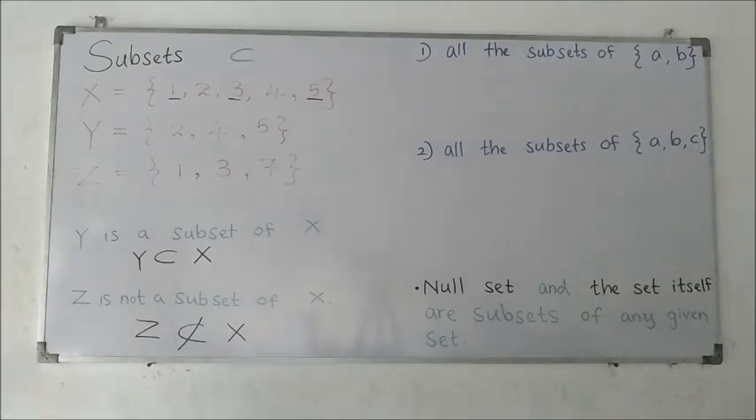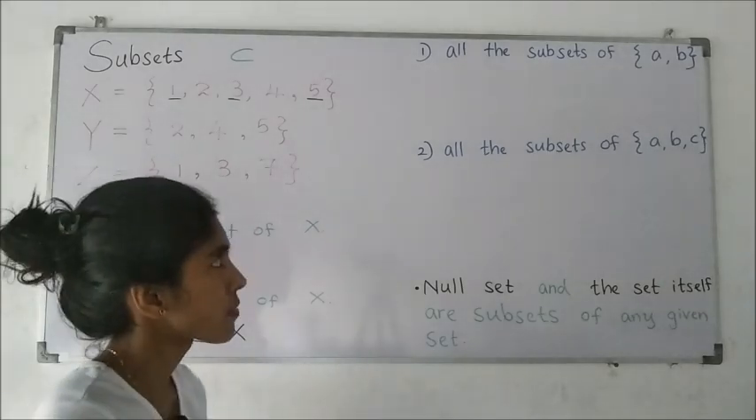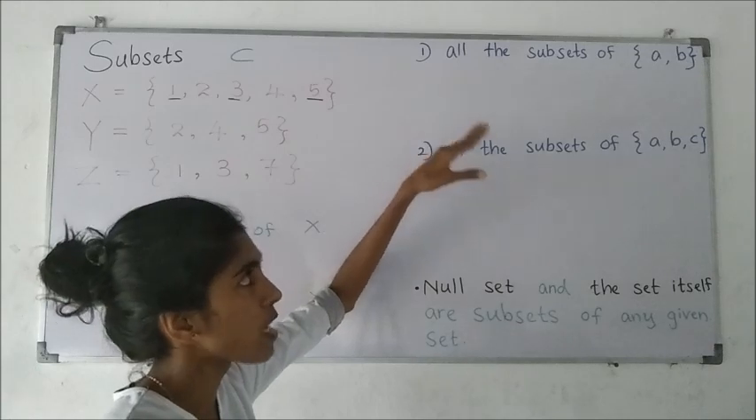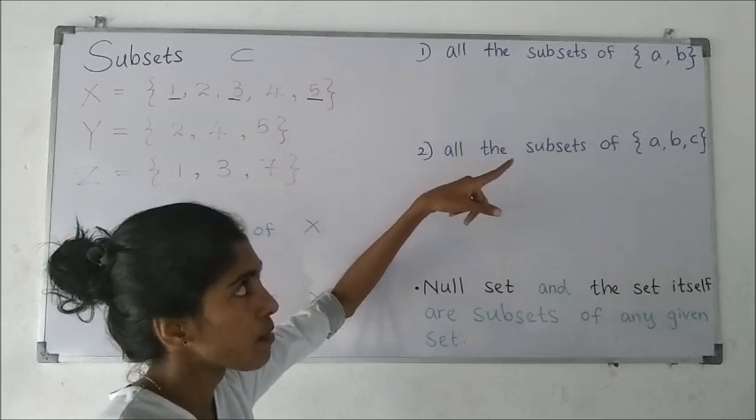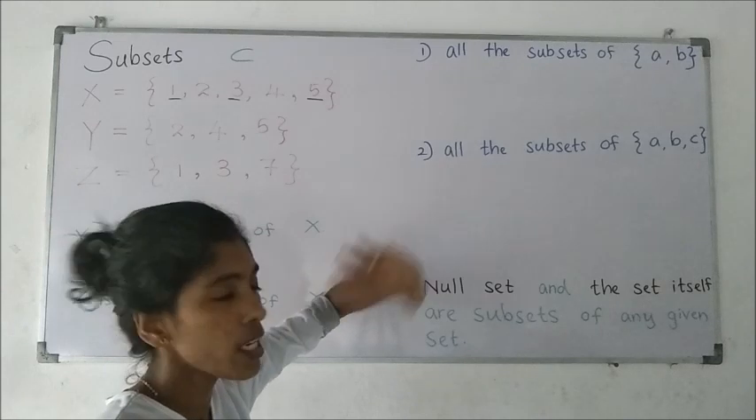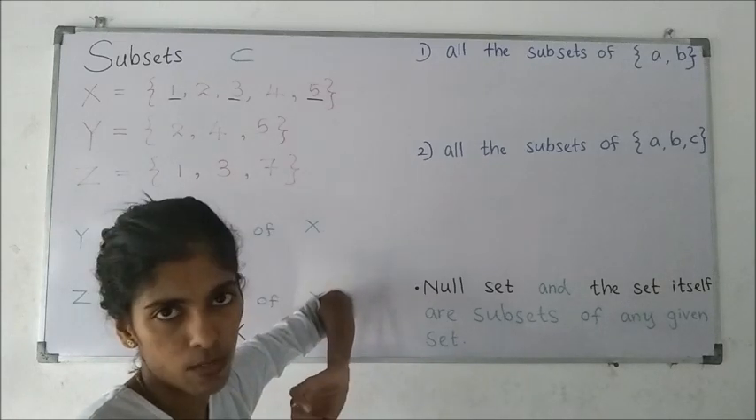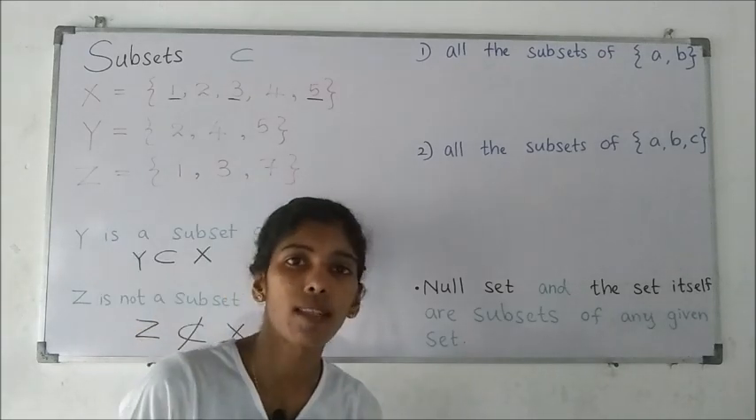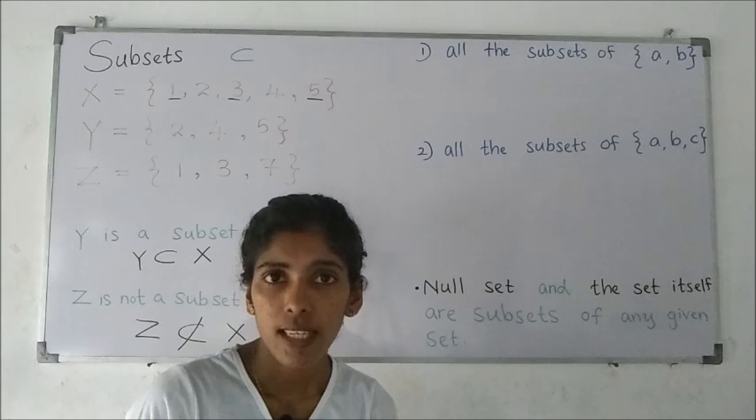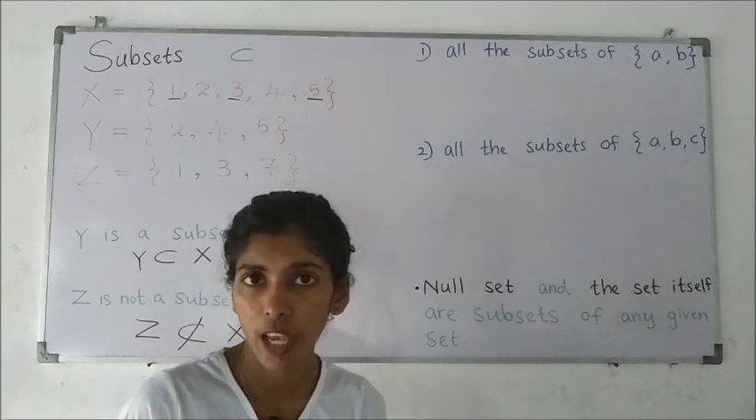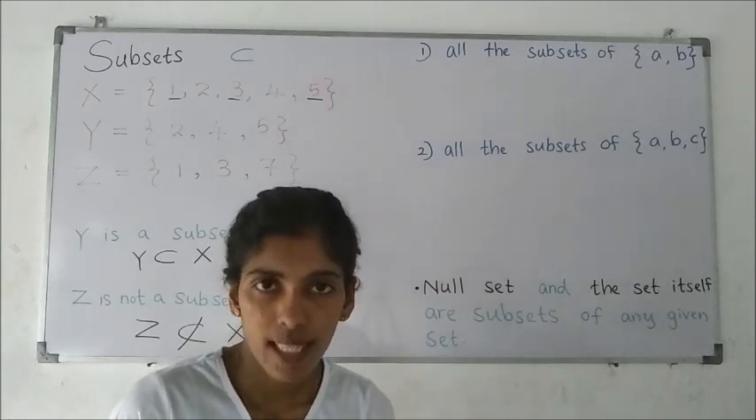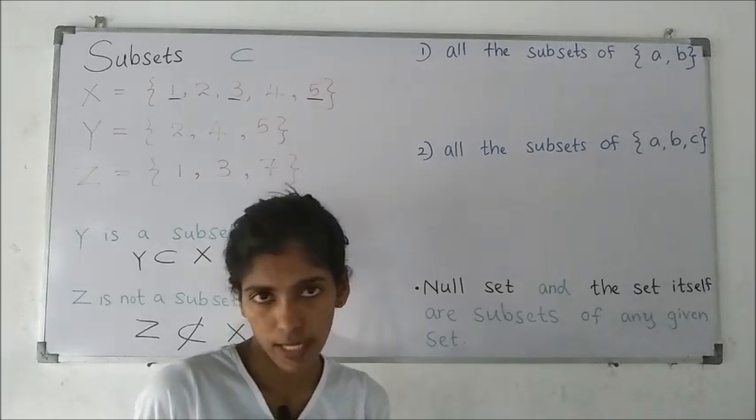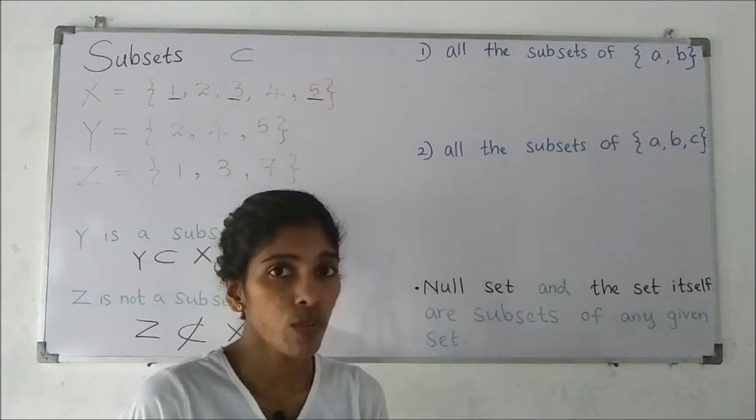Right, now go to the other side. As the first question, you are given: write all the subsets of the given set. We can see A and B elements. Here you must remember two main things. When you write subsets of any given set, mainly you should write the null set. Null set is a subset of any set, and also the set by itself. The set itself is also a subset of the given set. So remember to include those two.